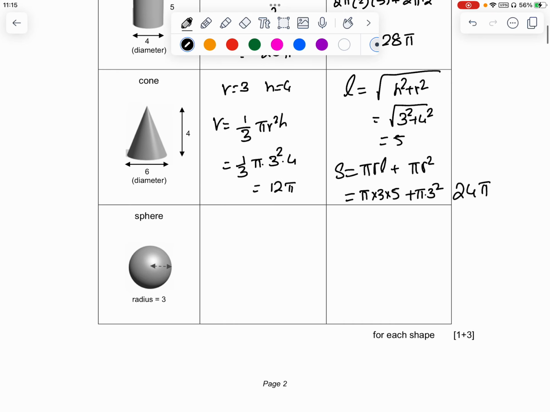Now sphere volume 4 upon 3 pi r cube. So which is 4 upon 3 pi times 3 cube, which is going to be 36 pi. Now surface area 4 pi r square, so which is 4 pi 3 square, which is 36 pi.